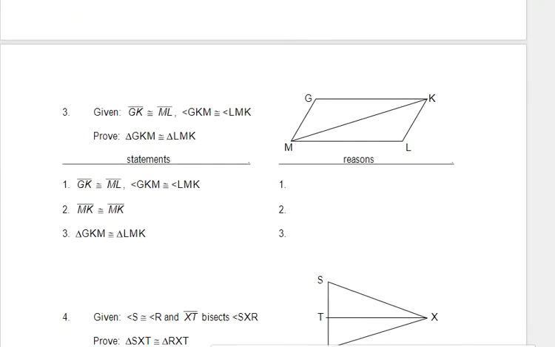All right, let's take a look at one more. For this proof, we're given that GK is congruent to ML. Angle GKM, that angle right there, is congruent to angle LMK, this angle right here.